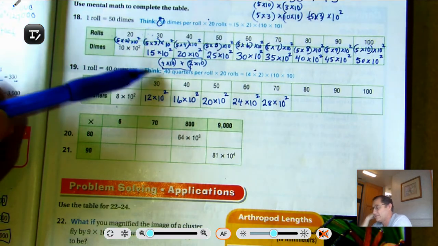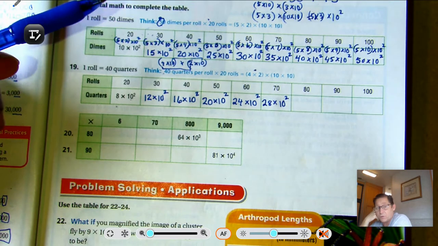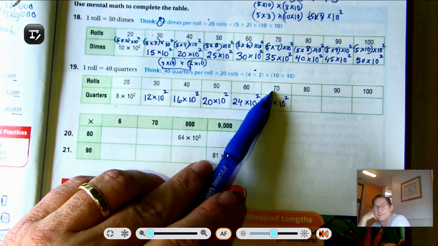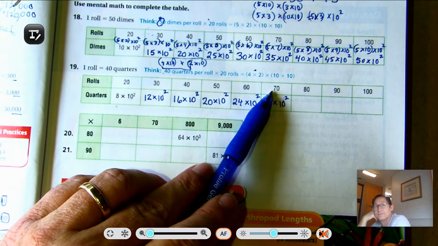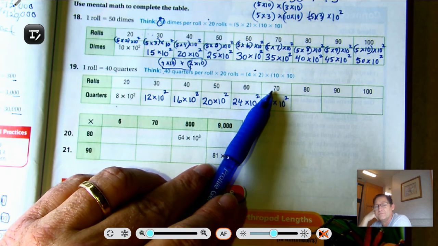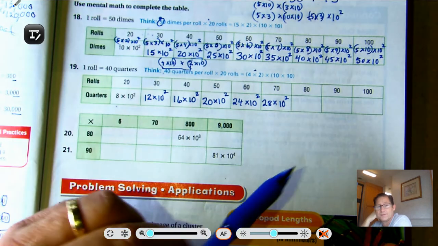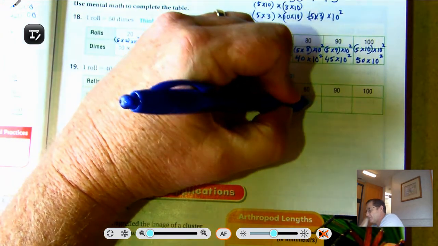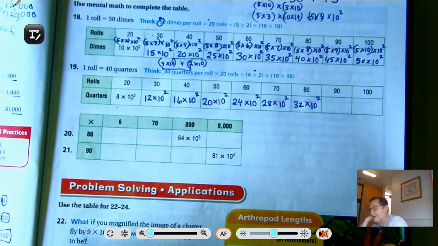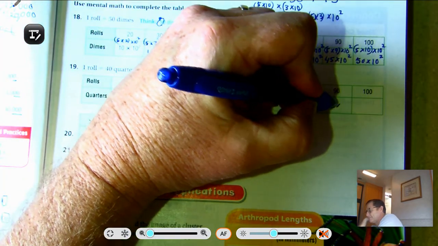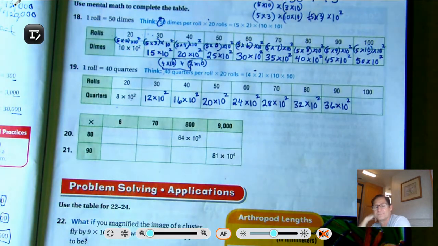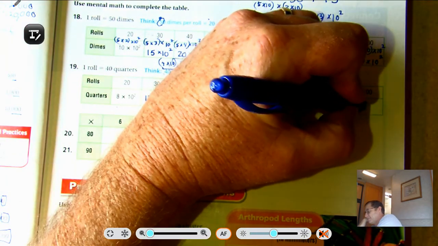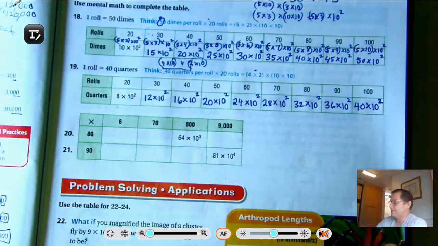It's increasing by 4. 4 times 7, 28 times the second power of 10. So why am I still multiplying by 4 every time? Because there's 40 quarters per roll, and I'm just multiplying by the other basic factor. So in this case, it was 7. 7 times 4. In the next one, 4 times 8, 32. 4 times 9, 36. 4 times 10, 40 times the second power of 10.